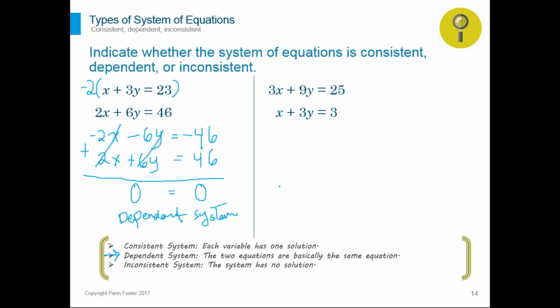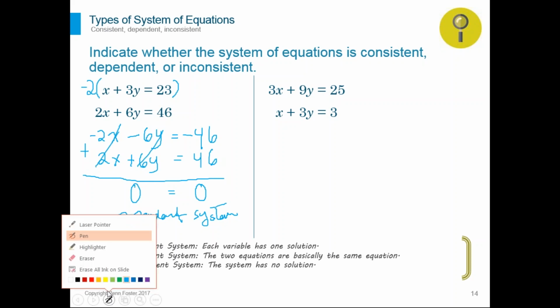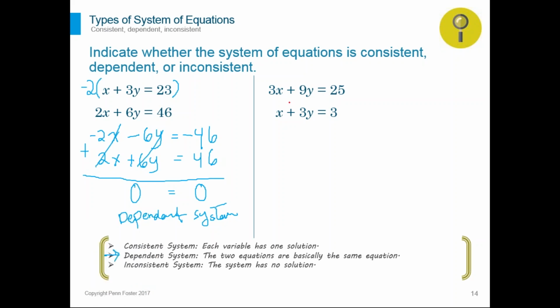Now, what about an inconsistent system? What happens in our solution that makes us say this is an inconsistent system? Let's solve as we would do normally. So we have 3x plus 9y equals to 25. The other one is x plus 3y equals to 3. Well, I can multiply the second equation times a -3, and that's how I'm going to get my x to have a -3 coefficient. The one already has 3 on the top, so that would work.